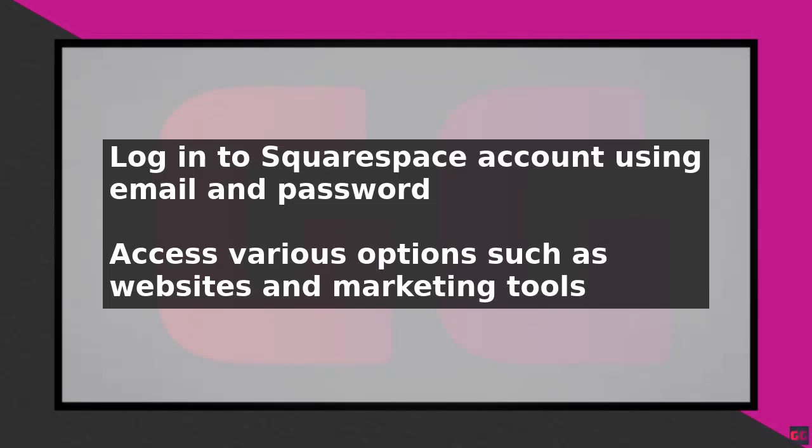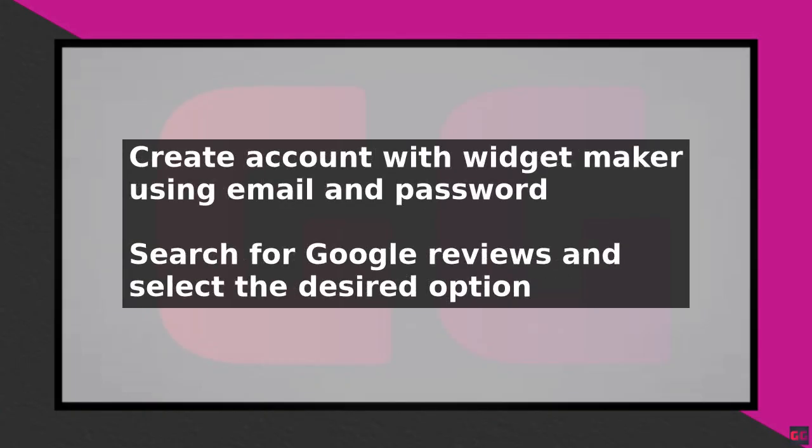To add Google reviews to Squarespace, start by opening your web browser and navigating to squarespace.com. Log into your account using your email and password. Once logged in, you'll see a layout with various options such as websites, selling, invoicing, content, memberships, scheduling, marketing, and analytics. To add Google reviews, you'll need to use a widget maker.